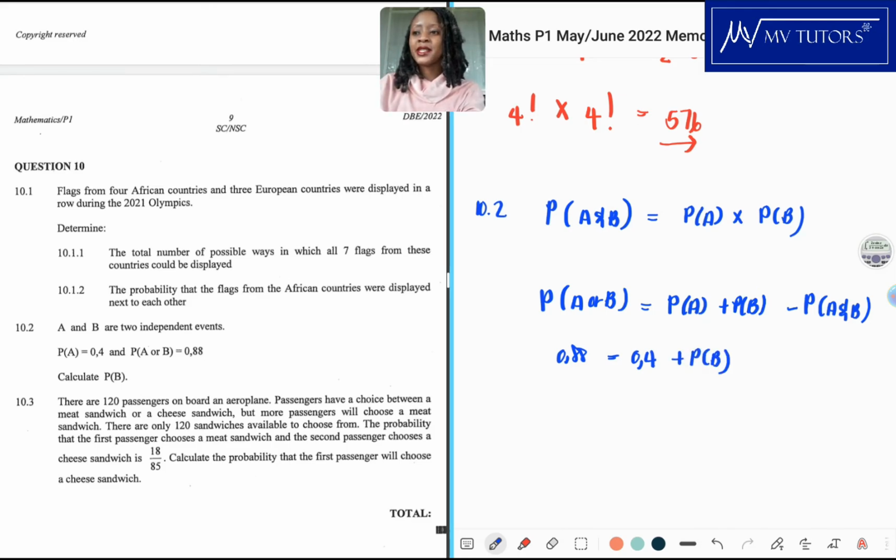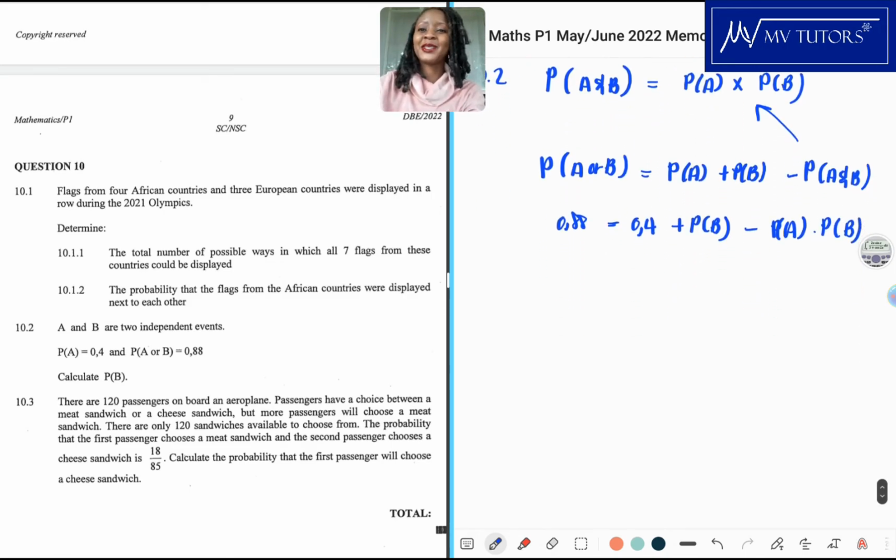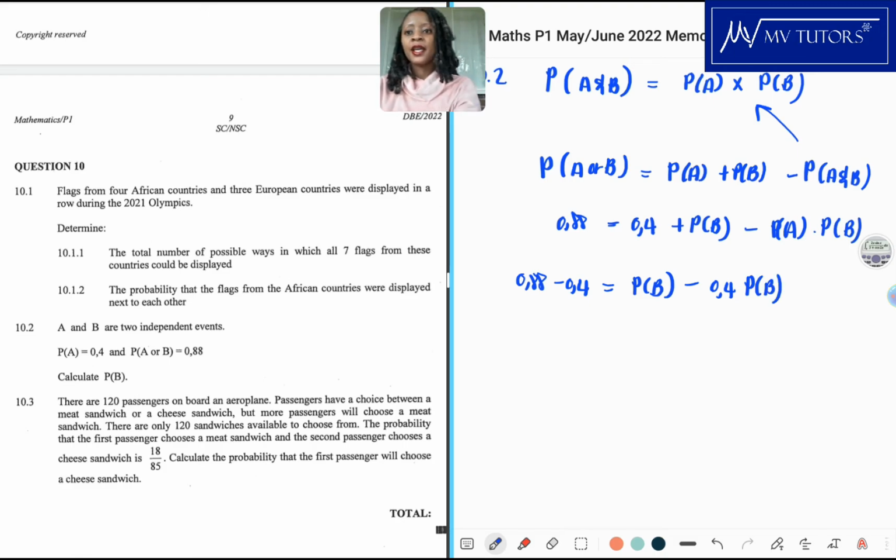And then the probability of A and B is actually this over here: the probability of A times the probability of B. I know the probability of A is 0.4. So let me say 0.88 minus 0.4 leaves me with the probability of B minus 0.4 times the probability of B. So 0.88 minus 0.4 is going to be 0.48, and 1 minus 0.4 will be 0.6.